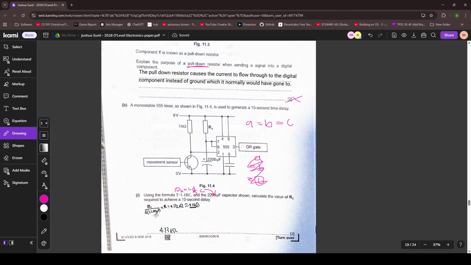10 seconds divided by 1.1. Yeah, that works. So 10 divided by 1.1. Again, of course, write out the equation beforehand, convert your prefixes, show the marker how you convert your prefixes. So in the end you get this. Yeah, this is the right answer.